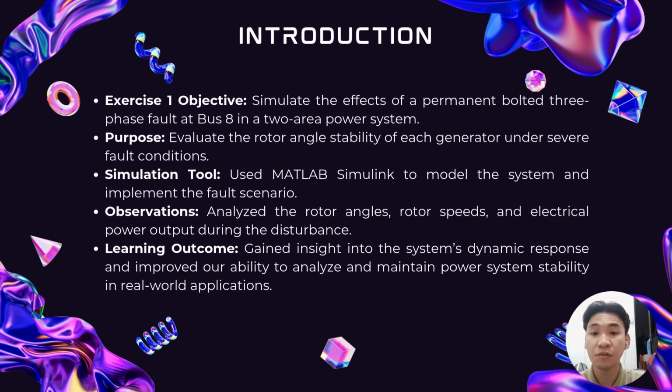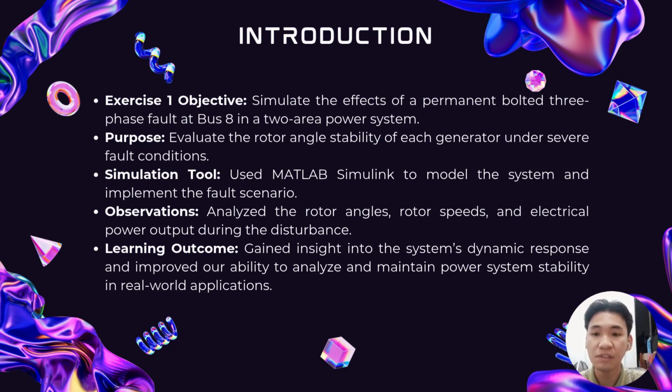Okay, now we continue with the introduction of this exercise. Exercise 1, the objective is to simulate the effects of a permanent bolted 3-phase fault at bus 8 in a 2-area power system. The purpose is to evaluate the rotor angle stability for each generator under severe fault conditions.